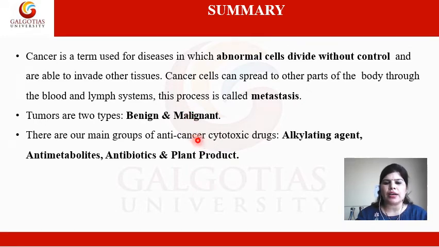The main groups of anti-cancer cytotoxic drugs are alkylating agents, antimetabolites, antibiotics, and plant products. Alkylating agents are a class of drugs that are capable of forming covalent bonds with important biomolecules, whereas antimetabolites are compounds closely related in structure to a cellular precursor molecule, yet these substances are capable of preventing the proper use or formation of the normal cellular product.